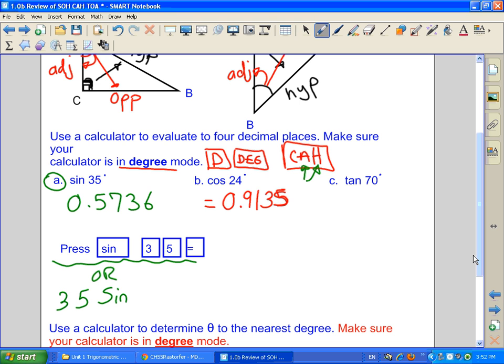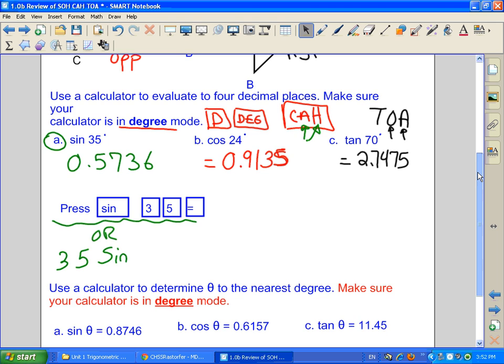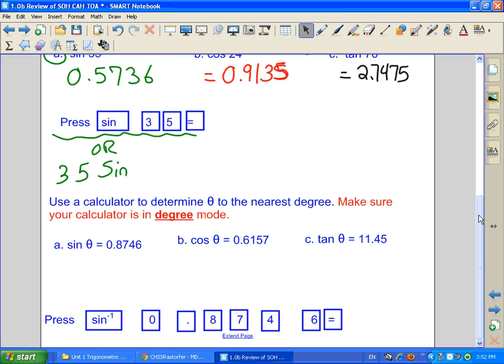All right, let's take a look at tan of 70. Tan of 70 equals 2.7475. And again, that's the TOA part. So what does that tell us? That tells us that the opposite side is 2.7475 times the length of the adjacent side. Okay, so just remember, guys, if you need to use your calculator, make sure it's in degree mode, even when you are doing angles. Okay, so again, this is repeated, but make sure that you are in degree mode.